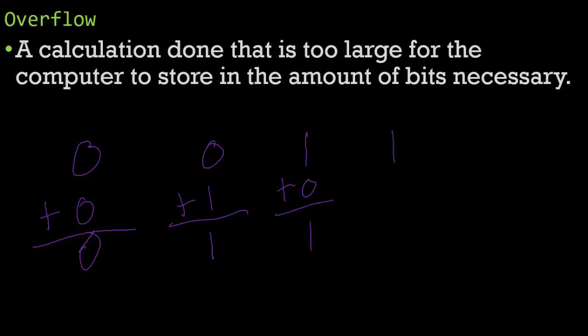Then I can have 1 plus 1. Now remember, we said 1 plus 1 is 2. So I put a 0, I carry the 1, I bring that down. And remember, this is the binary value for 2. This is the binary value for 1. This is the binary value for 1.